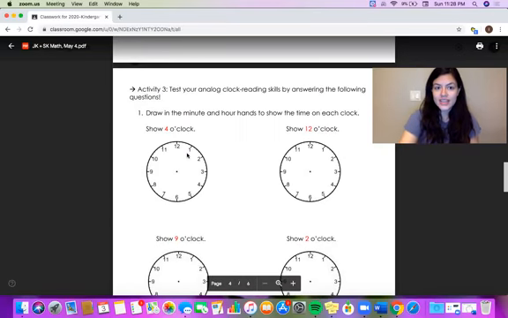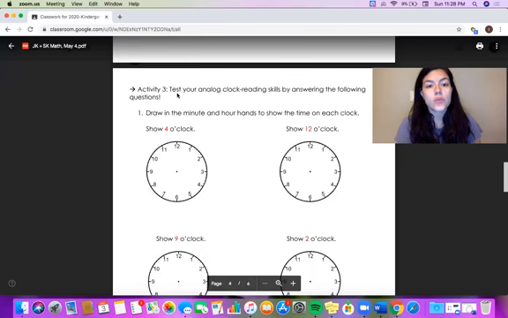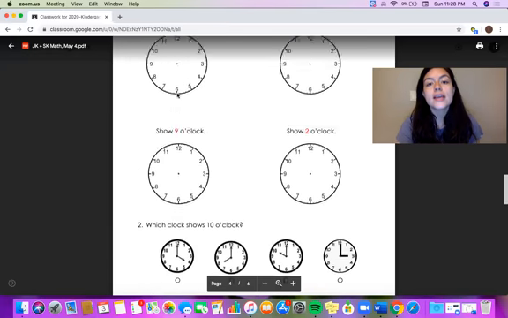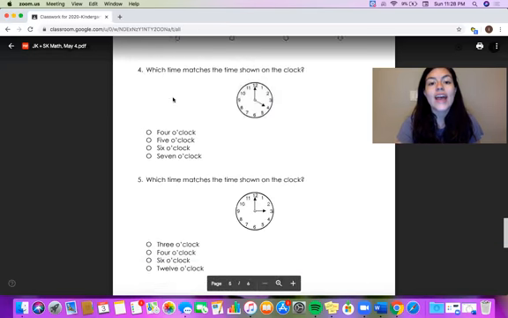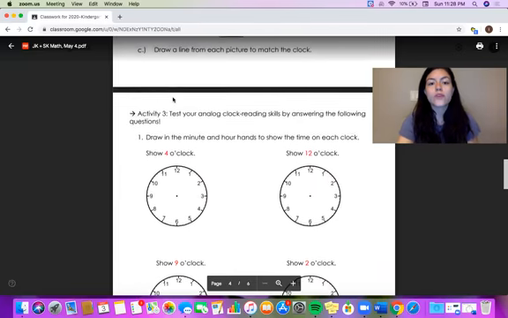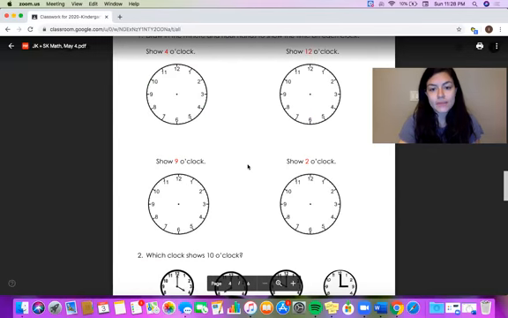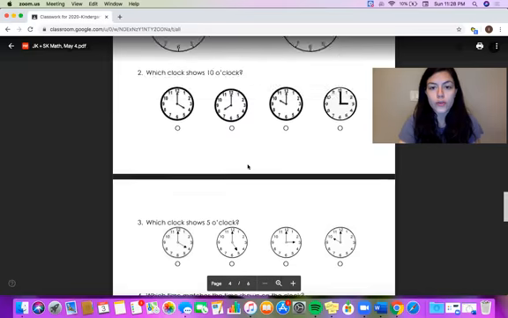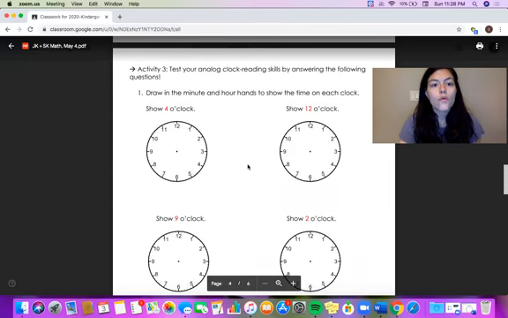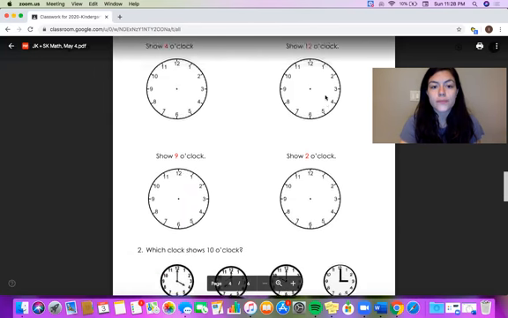Once you have finished the activity, you may begin activity number 3. Now, for SKs, this whole activity worksheet is designed for you. And for SKs, I'd like you to only focus on 2 pages of the work. So you can do this first clock activity and the second page, and then the third page will not be for you. So for number 1, you will need to draw in the minute and the hour hands to show the time on each clock.